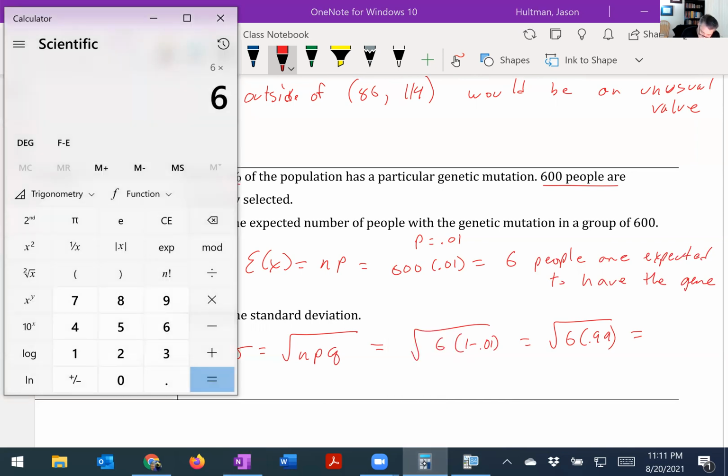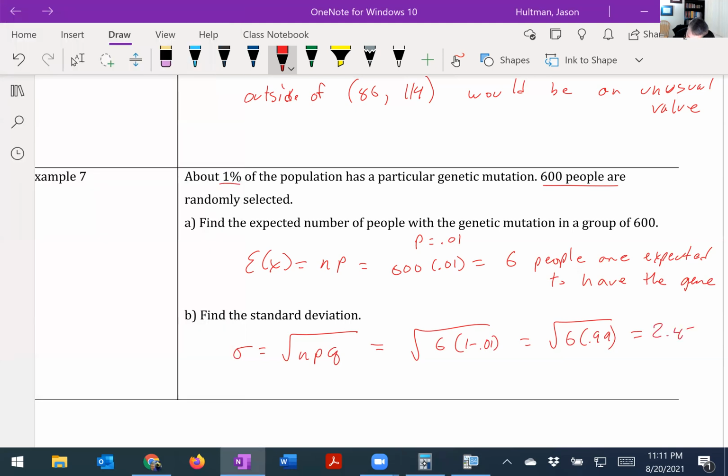6 times 0.99. Okay, and then take the square root of that, and I get 2.437. Okay, that's my standard deviation. So where's the mean on this? The average would be 6, and then the standard deviation would be about 2.5. So about 2.5 up and about 2.5 down.